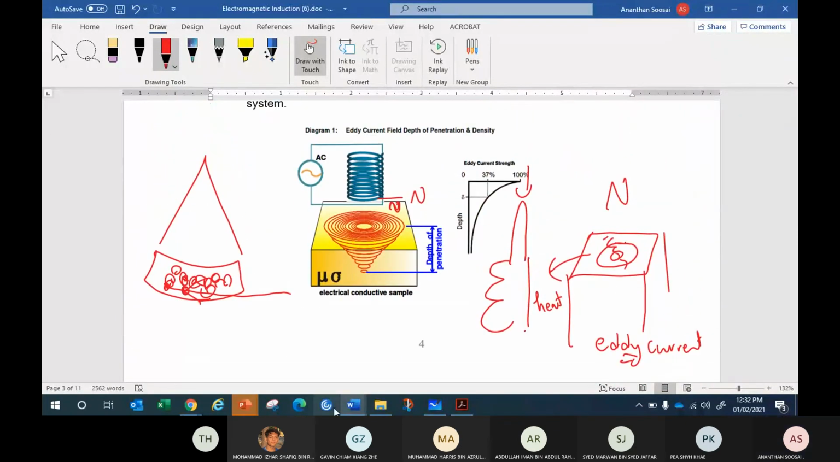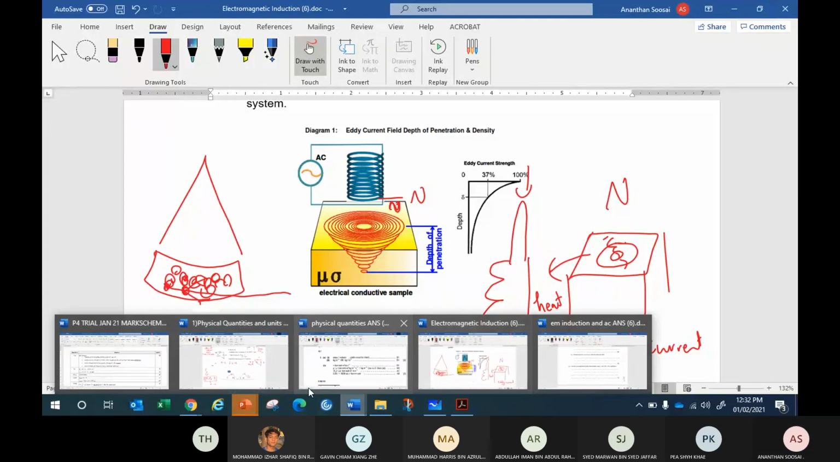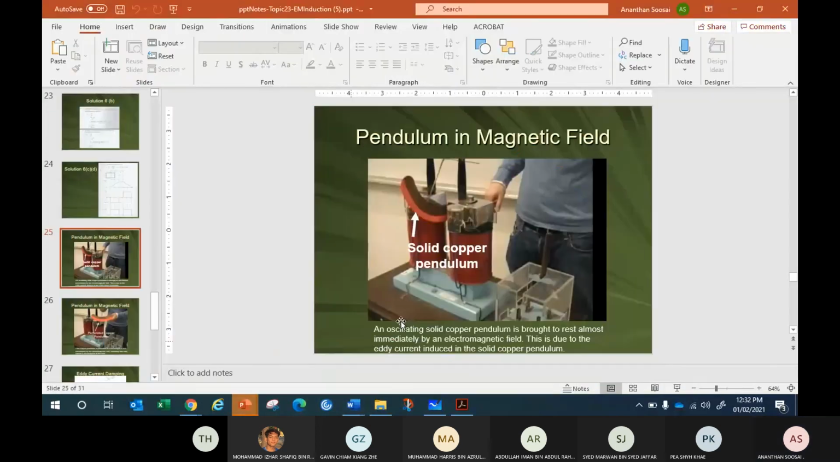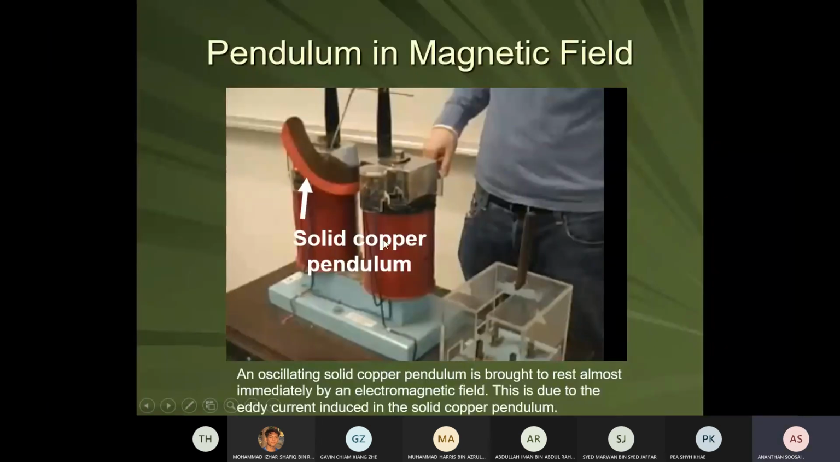So now, this is the eddy current. When the copper moves back and forth, what happened? Eddy current forms in this copper and generates heat. So now, how do you avoid it slowing down? How do you minimize eddy current? How can you minimize eddy current here?